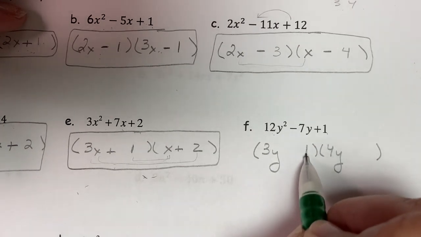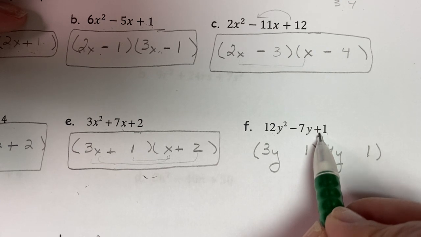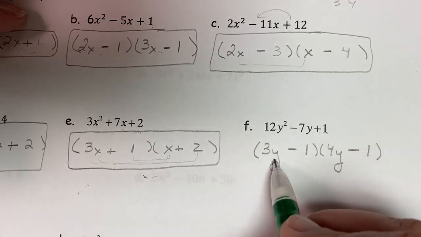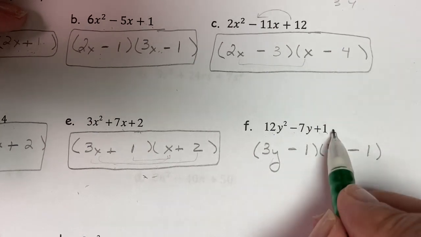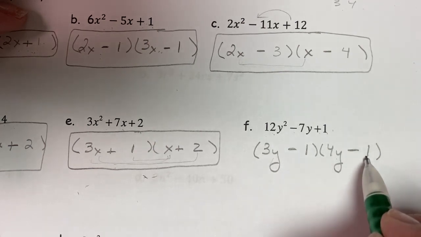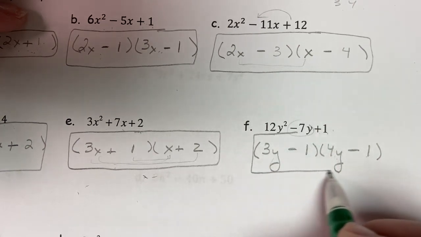Well, the 1, I have no choice. It's got to be a 1 and a 1. And because this sign is positive, it means both of the signs are the same. Whatever the first sign is, they're both going to be negative. Does that give me, when I FOIL it out, my original polynomial? So 12y squared. Outside I get negative 3y. Inside I get negative 4y. Bam, there you go.